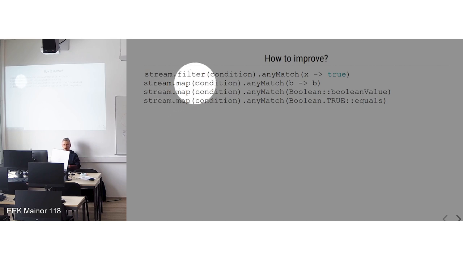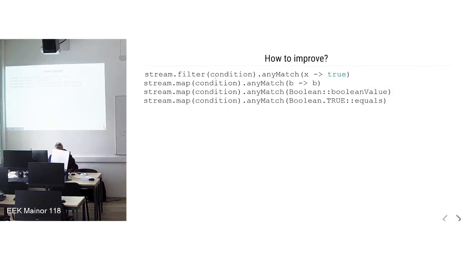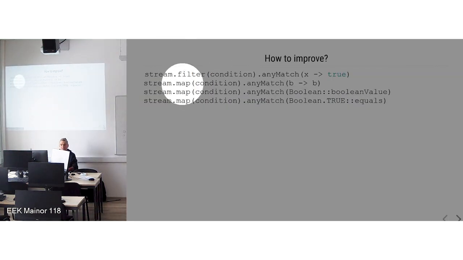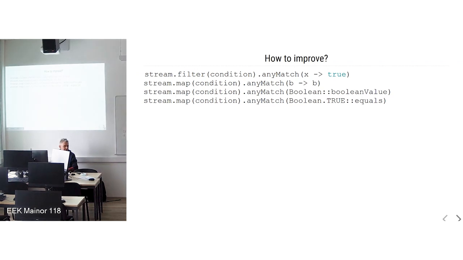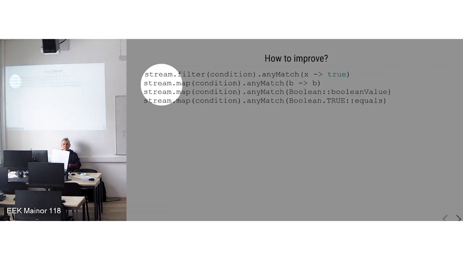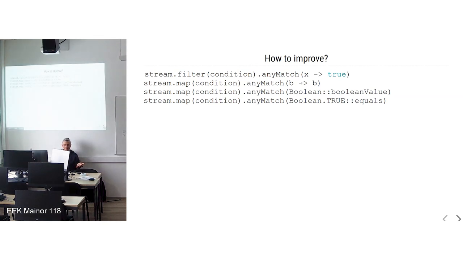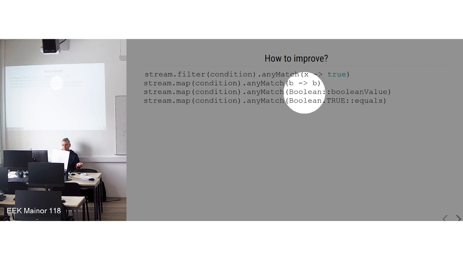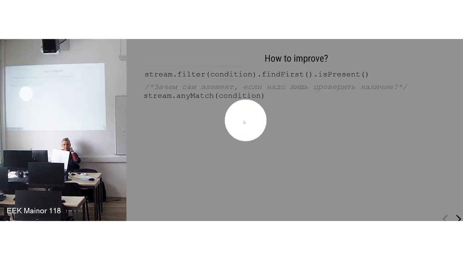The same here, stream map condition. What does this mean? Map condition. Condition is a predicate, right? So it takes an element as an argument and returns true or false. So actually we will have a stream of booleans here, in all three examples, and then we are trying to find anyMatch boolean to boolean. That's any true value. Actually, all this can be reduced simply to this one.